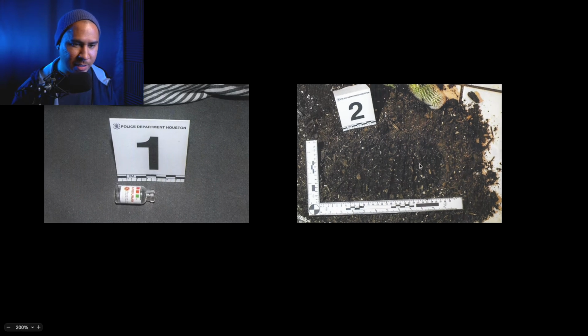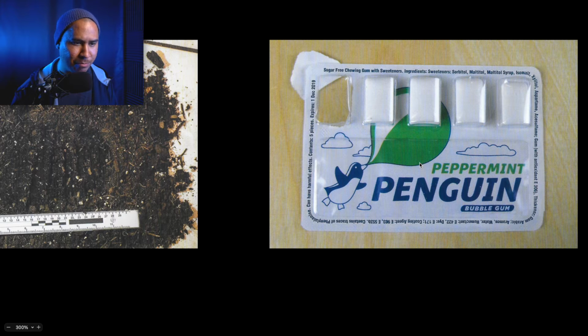All right, next. Peppermint Penguin Bubblegum. Expires December 1st, 2019. This all happened in 2018, right? Sugar-free chewing gum with sweeteners. I'm guessing these ingredients might be important. I don't know. Someone could be allergic to gum. I don't know. Can have harmful effects. What is this on the bottom? You know what? I'm going to take out the physical one. I'm tired of twisting my head.